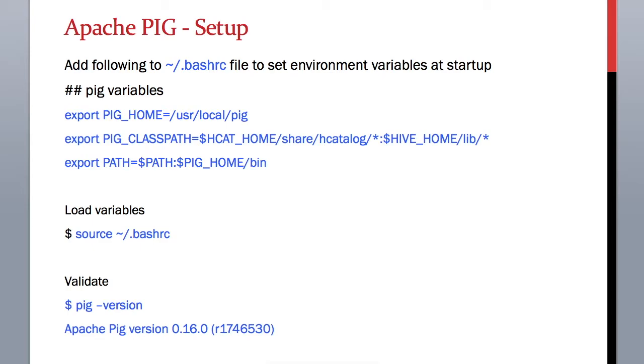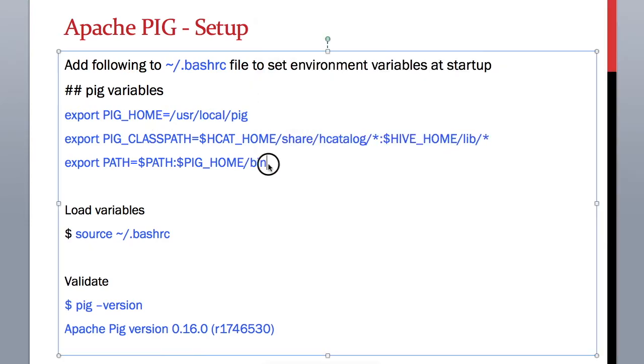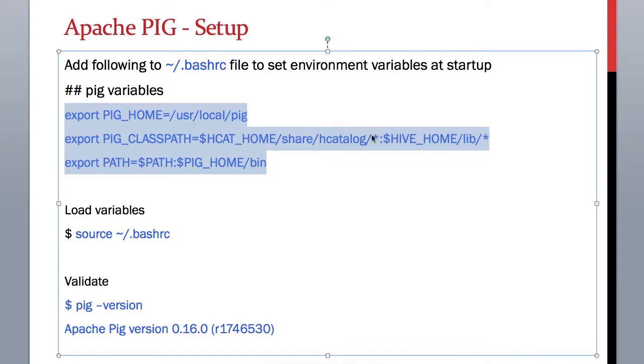Now we have Apache Pig downloaded and installed on our machine. In this lesson, let's configure it. Okay, so let's open the terminal. First thing is you need these three variables, and they should be set as shown here.